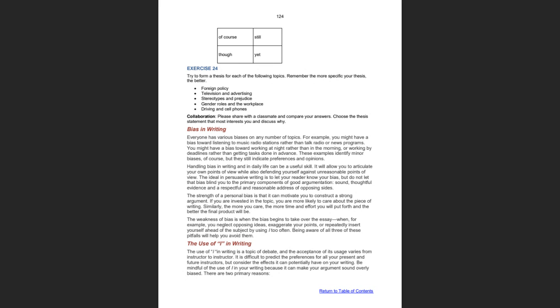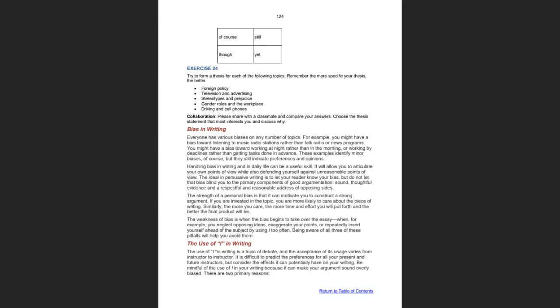Now, I'm going to go ahead and say, do not use first-person pronouns at all in argumentative writing once you are into the second essay and third essay. I don't want to hear you say I, me, mine, none of that stuff. And there are reasons why. I'll read you the textbook's reasons, and then if I think that they have touched on everything, I'll let you know. The use of I in writing is a topic of debate, and the acceptance of its usage varies from instructor to instructor. I don't want you to do it.